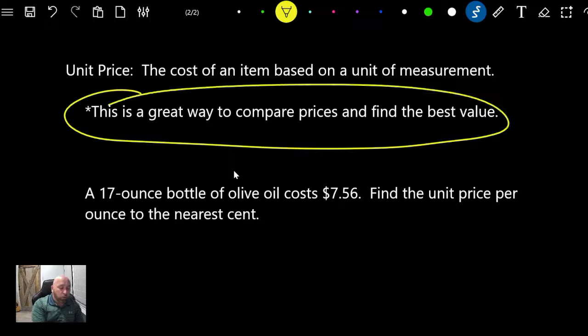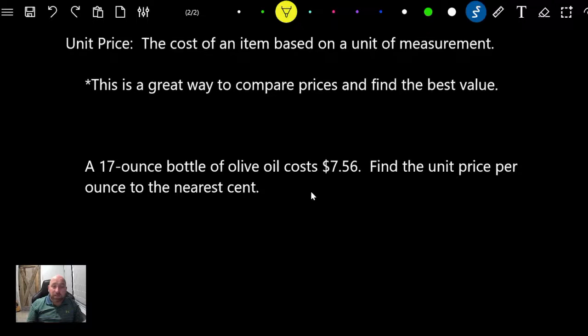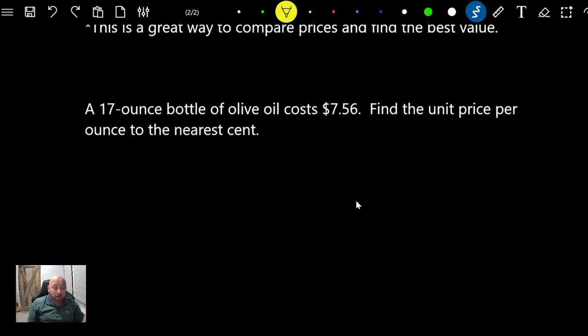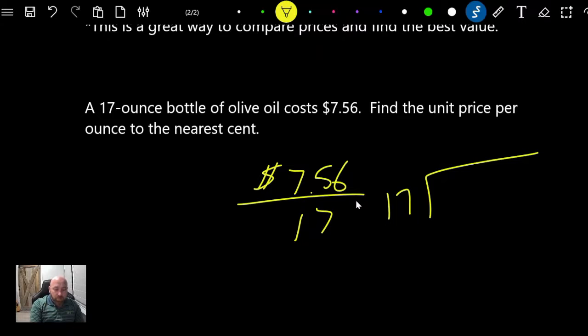Notice I wrote, this is a great way to compare prices and find the best value. This is us using our fraction decimal equivalents to shop and to find good prices. So all we want to do, and it's really kind of a one-stepper, is take the price and divide it by the number of ounces. It's basically like a fraction. So we would put the 7.56 on top, divided by the 17. And that's all we want to do.